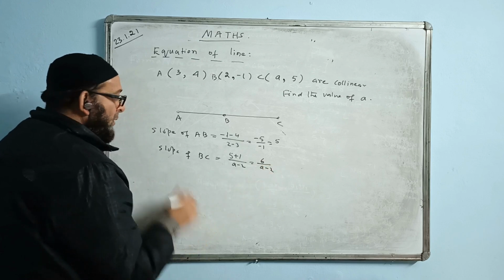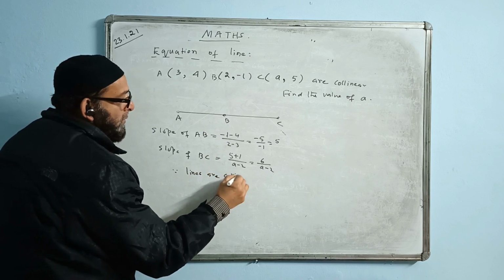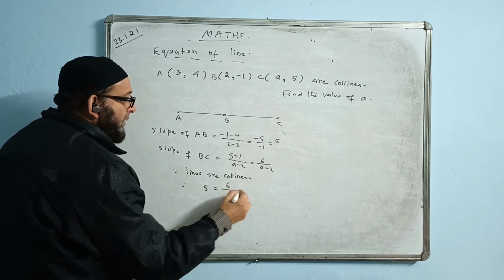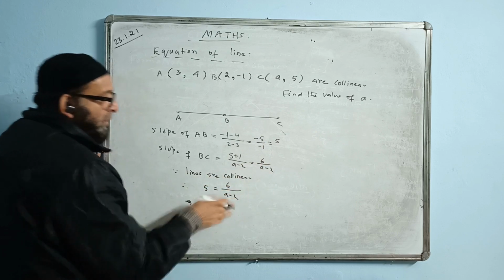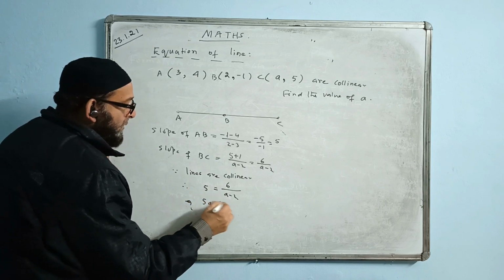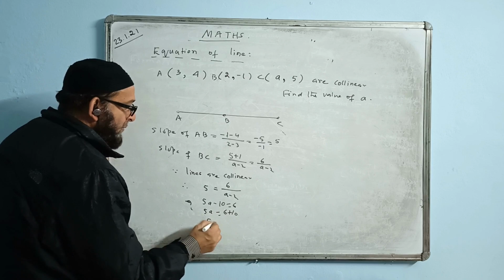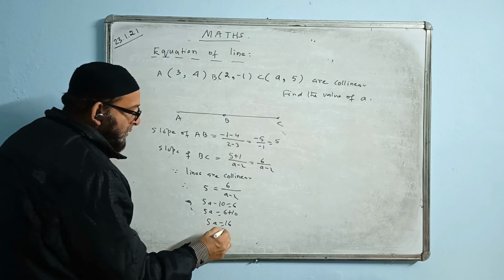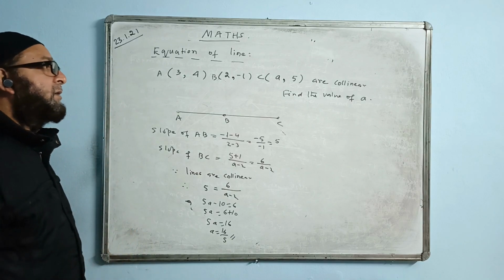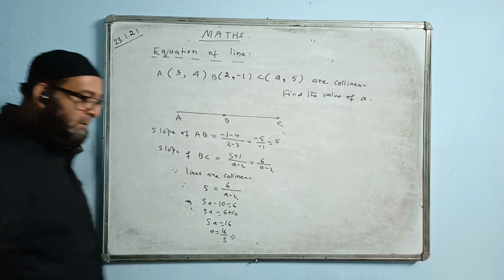A minus 2. Then since the points are collinear, therefore this will be equal to this: 5 is equal to 6 by A minus 2, and now from this equation we will find the value of A. Cross multiply, 5A minus 10 is equal to 6, 5A is equal to 6 plus 10, 5A is equal to 16, A value is coming 16 by 5, answer. Understood? If they are saying collinear points, that means slope must be equal. Slope of this line, slope of this line must be same.